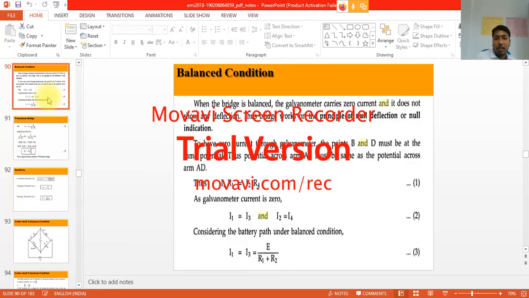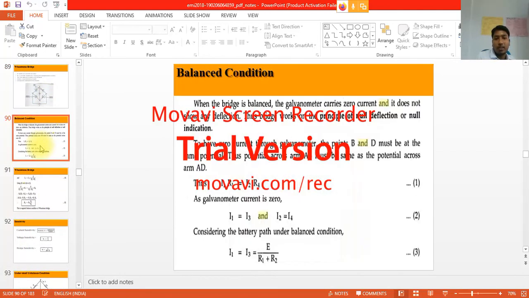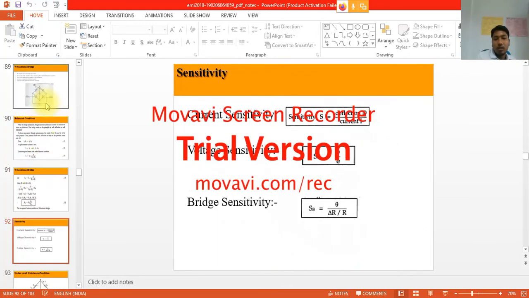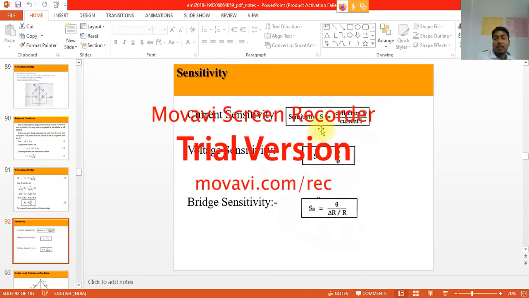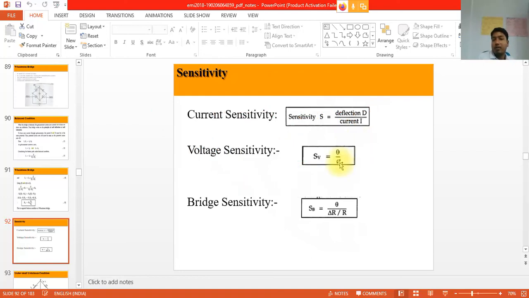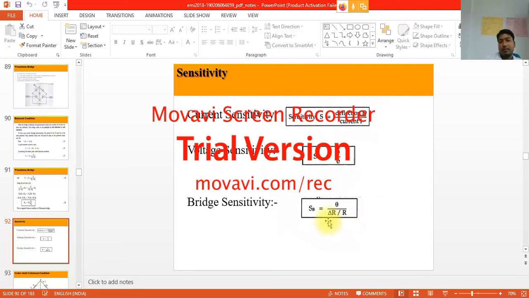This was the condition of the Wheatstone bridge. Now there are three types of sensitivity belonging to the Wheatstone bridge: current sensitivity, voltage sensitivity, and bridge sensitivity. Current sensitivity is equal to deflection upon current I. Voltage sensitivity is deflection upon voltage. And bridge sensitivity is deflection theta upon change in resistance.